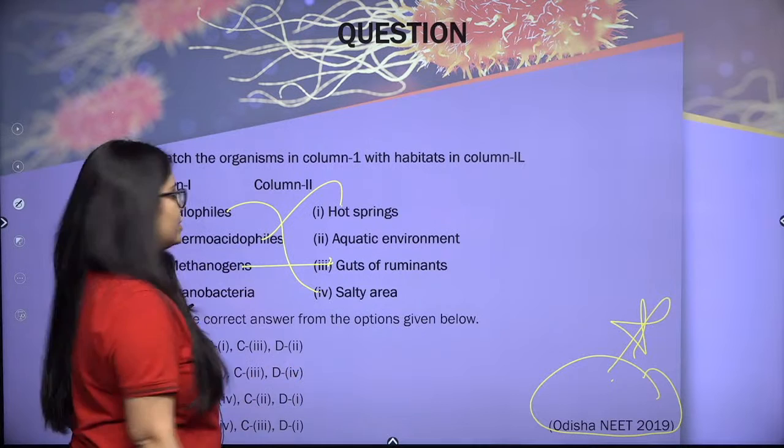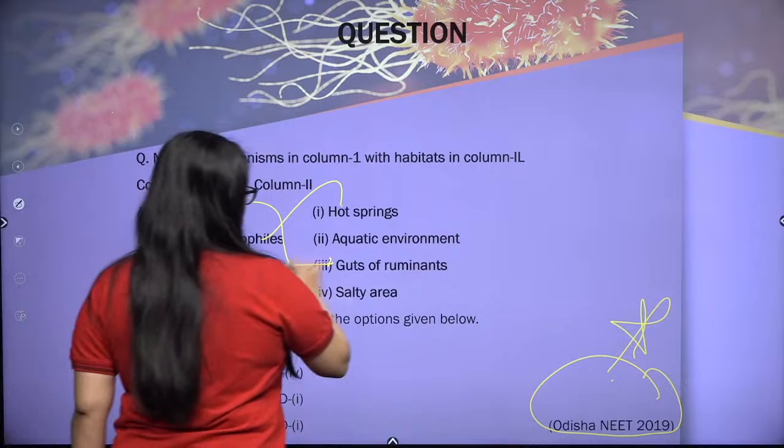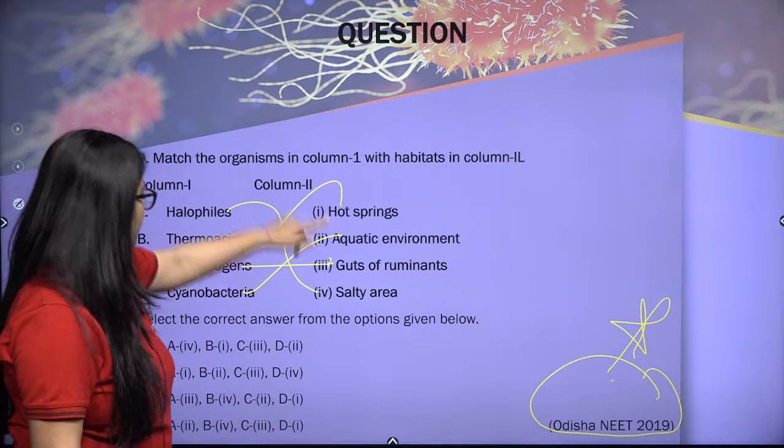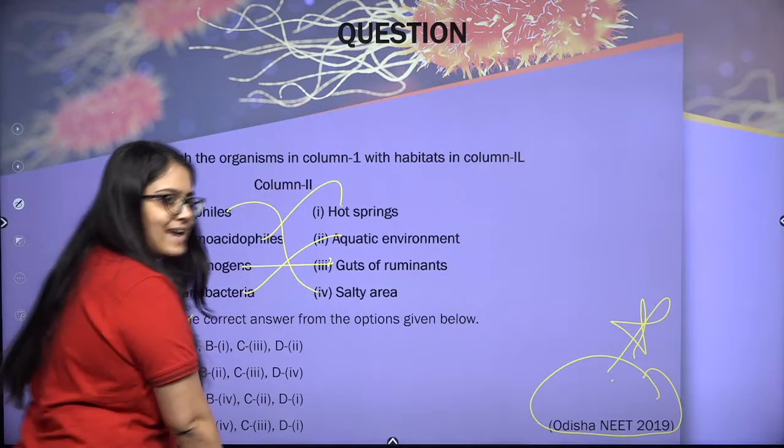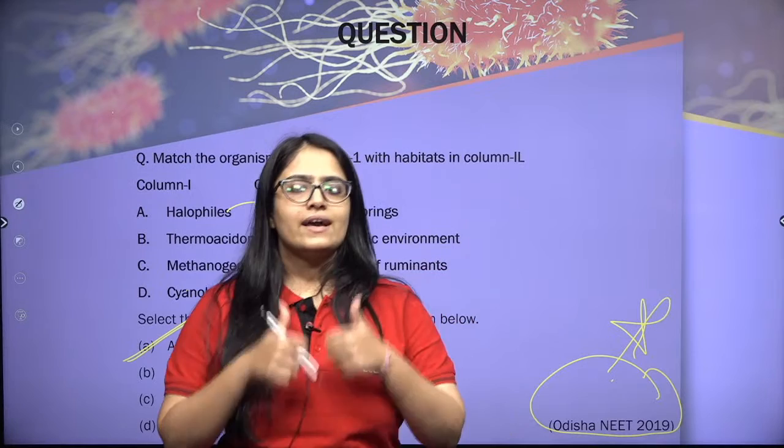Cyanobacteria you can find in aquatic environments, both marine and fresh. So A goes with 4, B goes with 1, C goes with 3, and D goes with 2. That's perfectly correct. Excellent, Uncle Azim, Yashwant, Sunil, KR. Excellent. Now let's see the next question then.